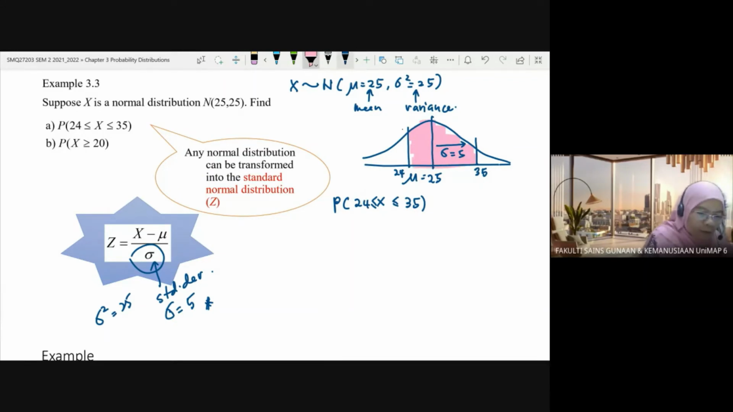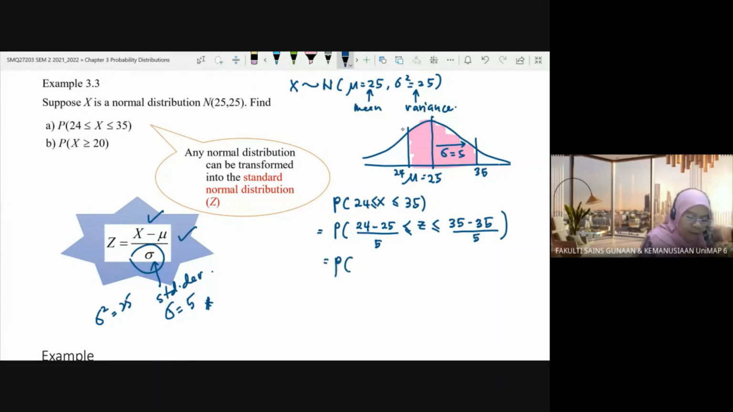Now, what if we transform this into standard normal? The way we transform, it becomes P, remember this one? The given X is 24, the mean is 25, and the standard deviation is 5. When we apply this, X becomes Z. Then follow again with 35 minus 35 divided by 5. Solve for this. What is the first term here?